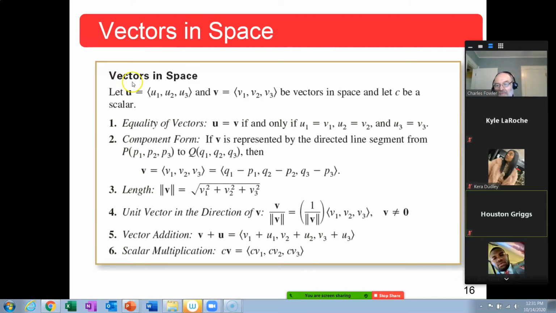So think of scalar multiplication as c times the vector v. So put c in front of v here, put c in front of your angle bracket here, and then think of this as distributing. C times v1, comma c times v2, comma c times v3. That's exactly what you get here. That's scalar multiplication of a vector.